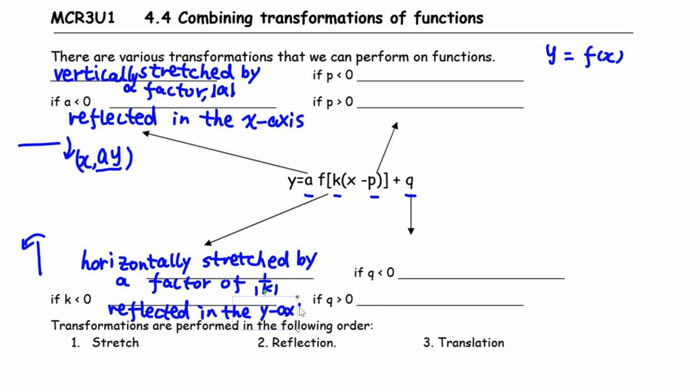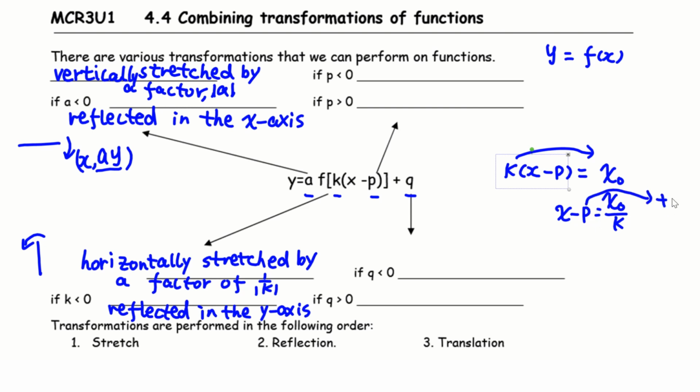If it's hard for you to remember it's divide, you could think k(x minus p) equals x0. This is the parent function's x coordinate. You solve for the new x value, you move the k to the other side. It's x original, x0 divided by k. Then you continue to solve for x, you move the minus p to the other side. Its opposite is plus p. So the new x coordinate is x original divided by k plus p.